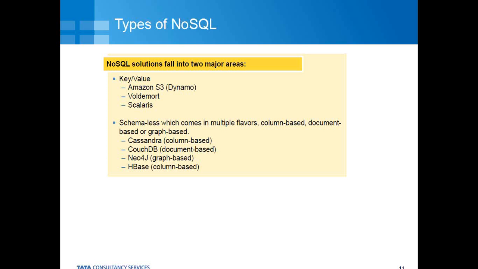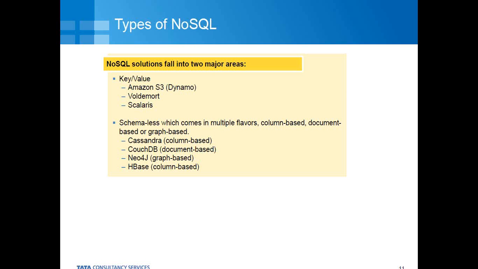Next is column-based. Column-based databases are ideally used for optimizing queries over large data sets, and they store columns of data together rather than storing them as rows. So almost all the data is stored as columns, and the retrieval happens via the key.